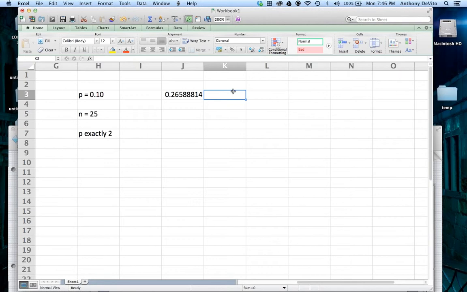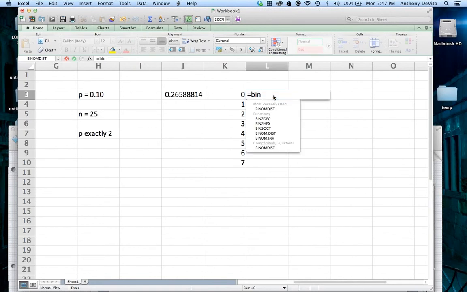That's too laborious. I'm going to go over here and say 0, then 1, 2, 3, 4, 5, 6, 7, and I think that's enough for now. And in the column next to it, I'm going to say equals BINOM.DIST, parentheses, and I'm going to ask it to tell me the number of successes.